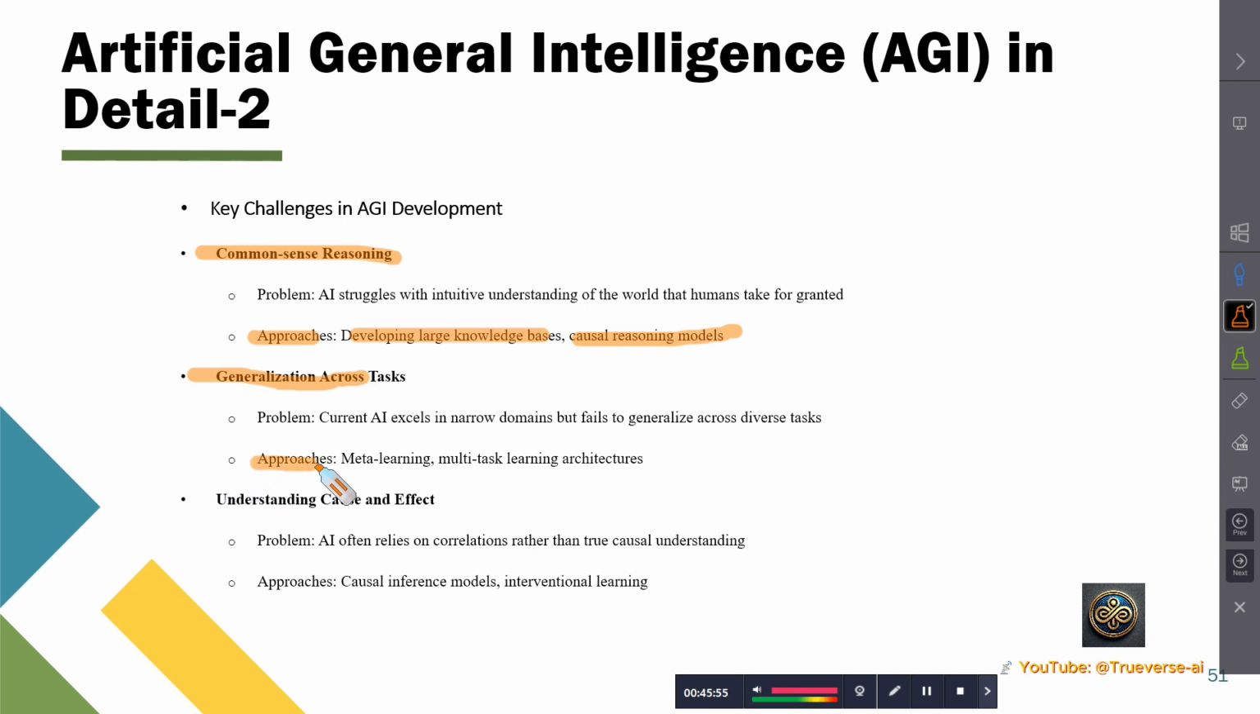So what is the approach? Meta-learning, right? Researchers are exploring causal inference models and interventional learning. This is for understanding cause and effect.